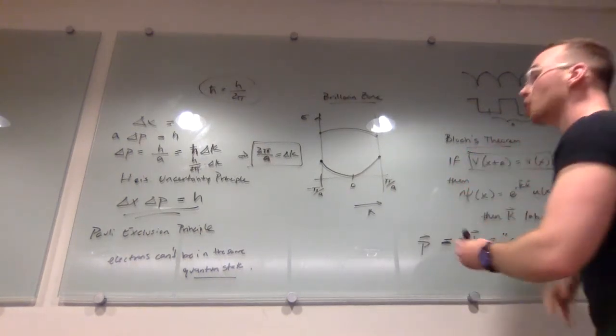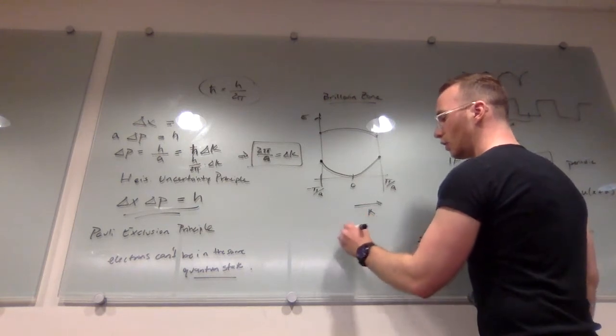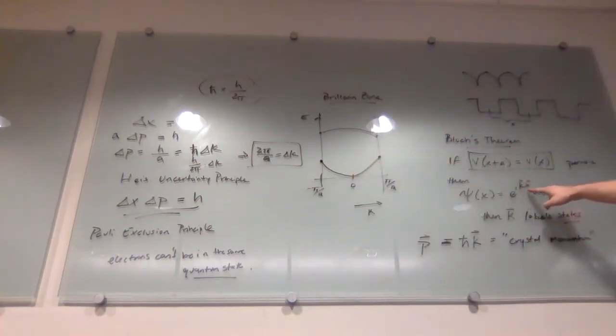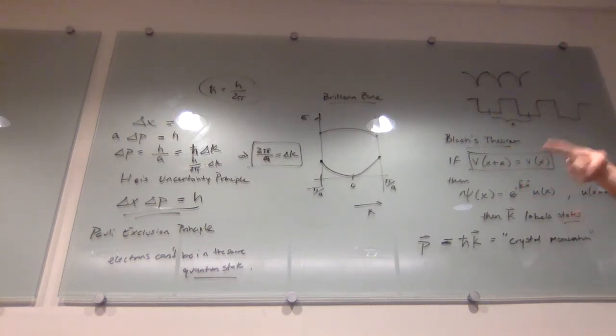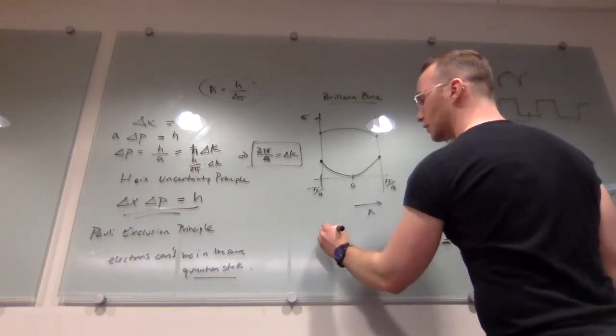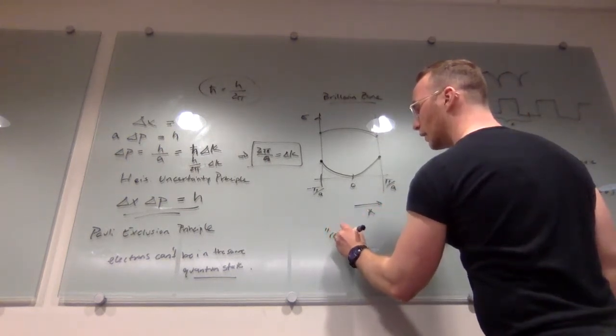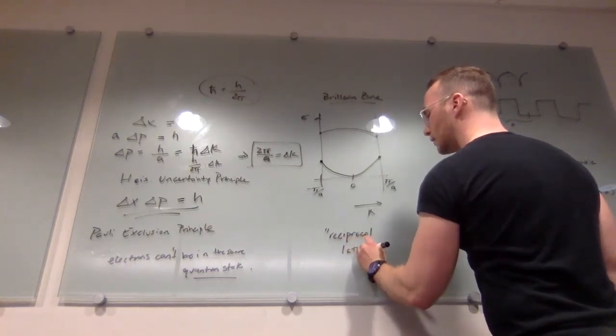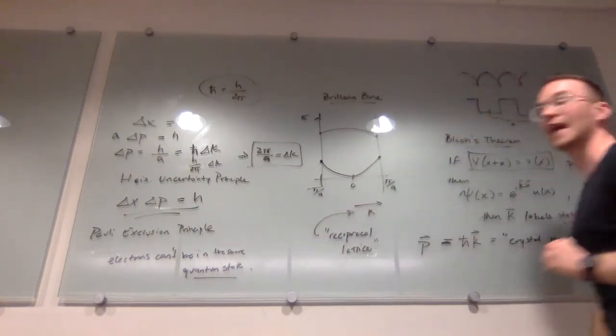This is one dimensional because we only have an x. I put a vector here, but really we could have a three-dimensional version, and then k would be a three-dimensional vector, pointing in three dimensions. And we'd have what is called the reciprocal lattice. The reciprocal lattice is defined by k.